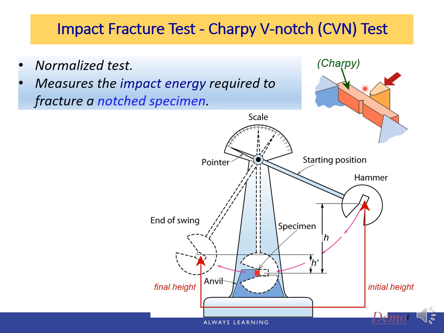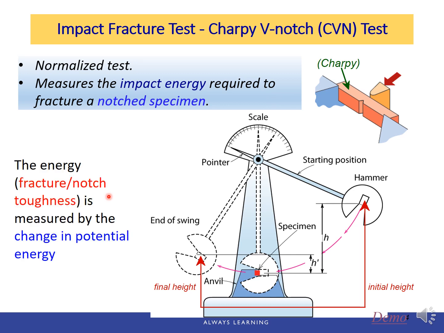The Izod test is very similar to this. The placement of the specimen is different, but the concept is the same. Both of them are standardized tests that measure the impact energy required to fracture or break a notched specimen. And the energy is measured by the change in potential energy between the initial position and the final position of this hammer.